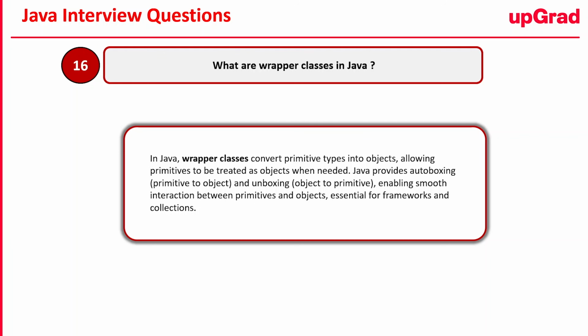This is essential when working with frameworks or collections that require objects instead of primitives. So the key features here, wrapper classes convert primitives into objects and vice versa. Java provides autoboxing, that is automatic conversion from primitive to object, and unboxing to simplify these transformations. This allows seamless interaction between primitives and objects in Java, enhancing flexibility in coding. So this is how you can answer wrapper classes in Java. Alright, so this was about wrapper classes.